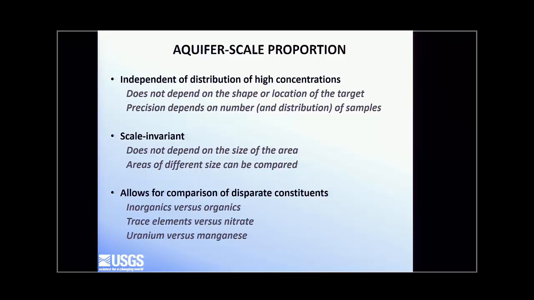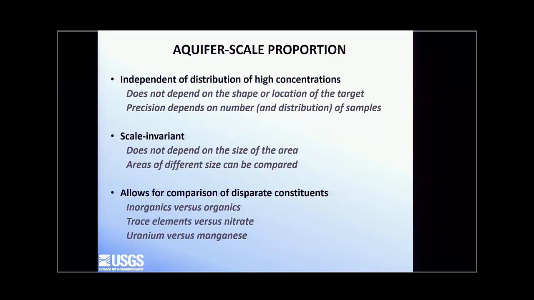It also allows for comparison of disparate constituents. Every well could be coded. Was the sample that we obtained high or low with respect to an inorganic? Was it high or low with respect to organic? So we can go through an exercise where we've sampled for hundreds of constituents, and we can ask this question at a really broad scale. Are inorganic constituents high, or are organic constituents high?